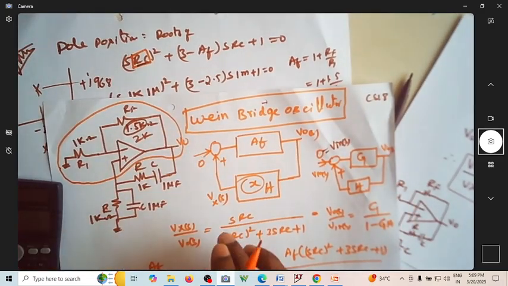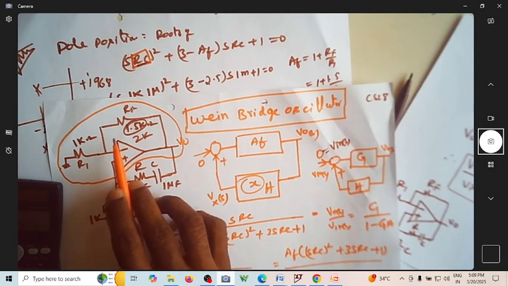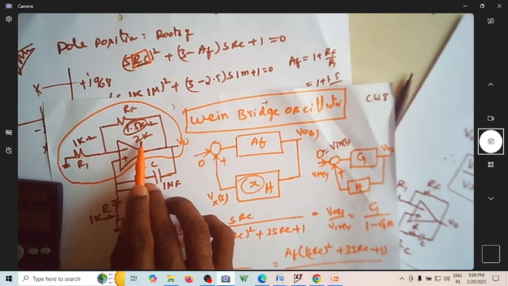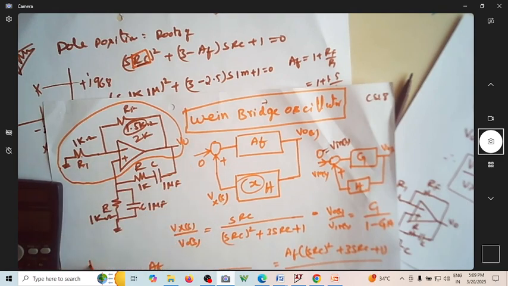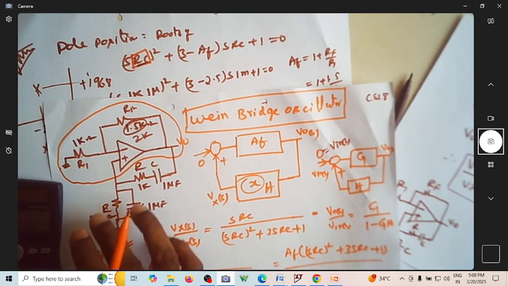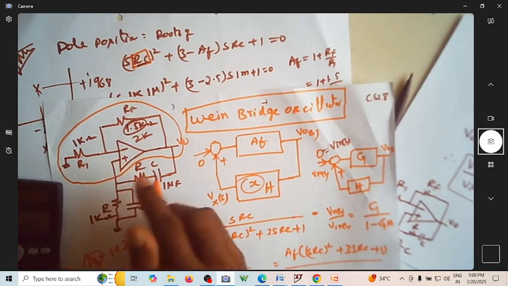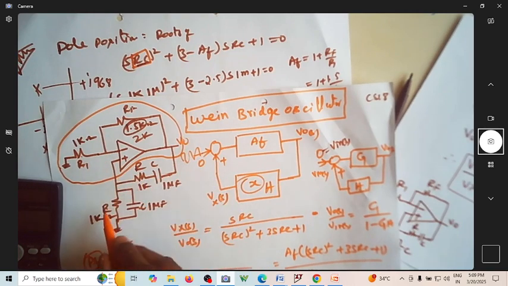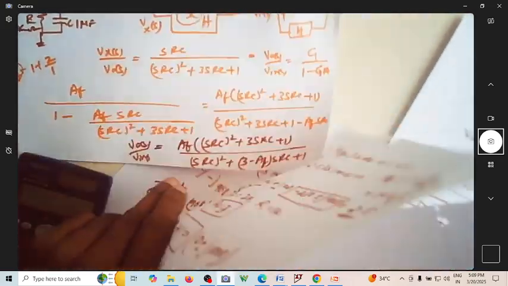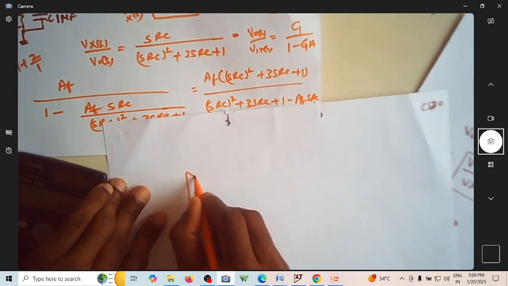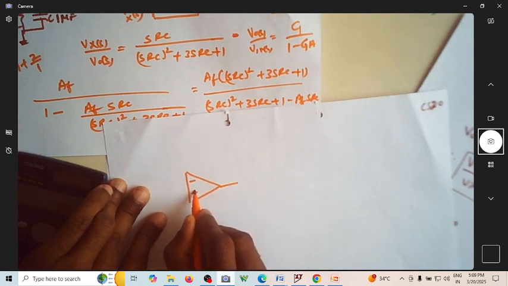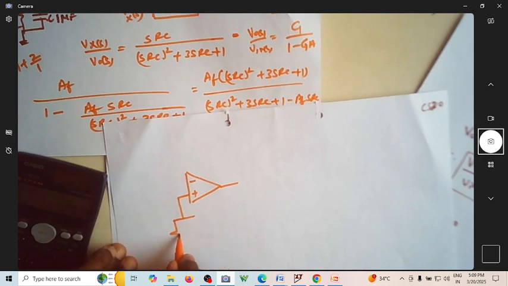You might have seen this, or might have already done an experiment. If the gain of the amplifier becomes equal to 3, or if the ratio of RF by R1 becomes 2, which is AF equal to 1 plus 2 by 1, then when AF becomes 3, this circuit will give a sine wave whose frequency is decided by this RC. Now if I give a circuit diagram, can you predict the frequency of oscillation? This is minus, this is plus.